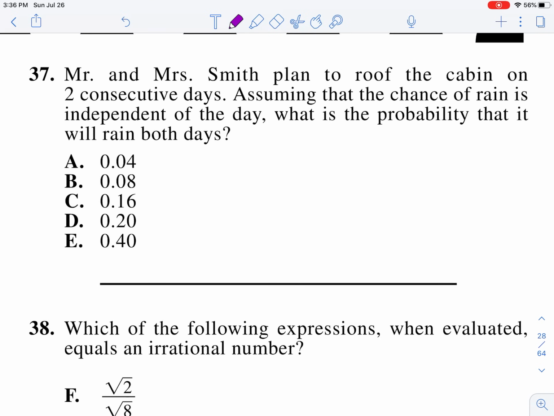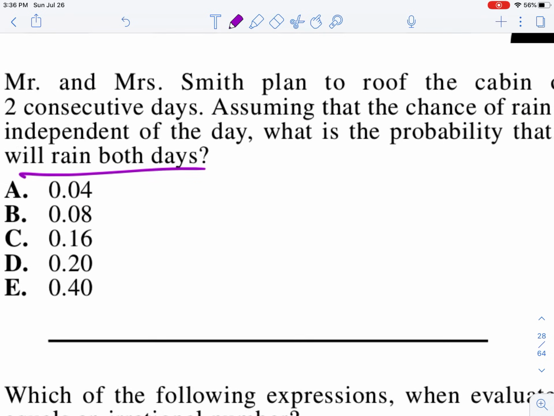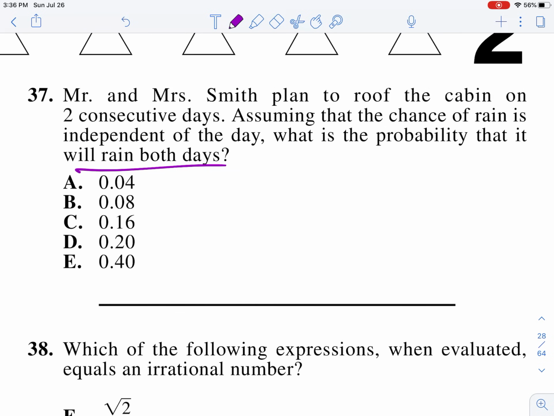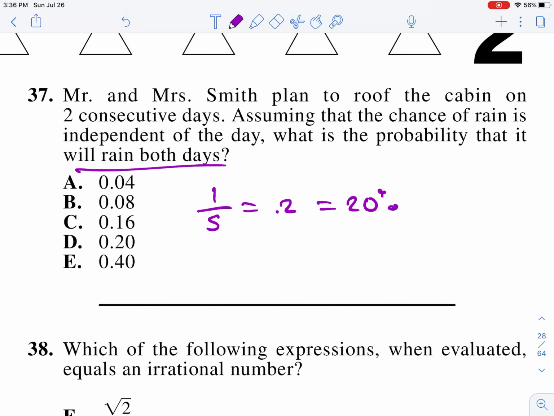You plan to roof the cabin on 2 consecutive days. Assuming that the chance of rain is independent of the day, what is the probability that it will rain on both days? They give you a probability of rain, 20% chance of rain each day. So the probability of it raining on one day is just 1 out of 5, which equals 0.2, which is 20%. All right, simple enough.